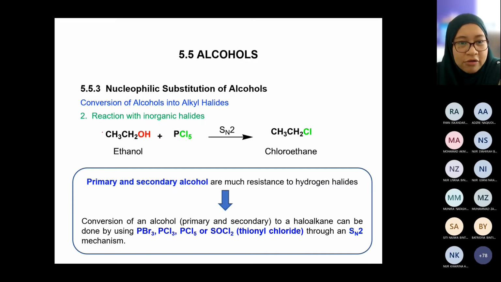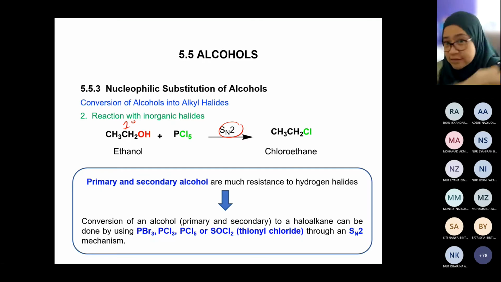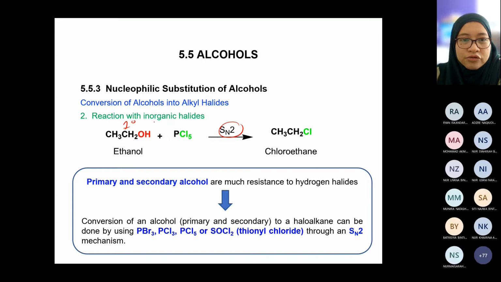If we have primary alcohol, so this is primary alcohol. So we know that if it's primary, it will undergo SN2. Right? Okay. So SN2 basically sama, dia lalu transition state tu, yang satu step saja tu, yang dia ada 5 bond as dia punya transition state. Okay, alright. But this time around, we have to use inorganic halides. We cannot use HCl, tak boleh. Okay, you cannot use HCl.